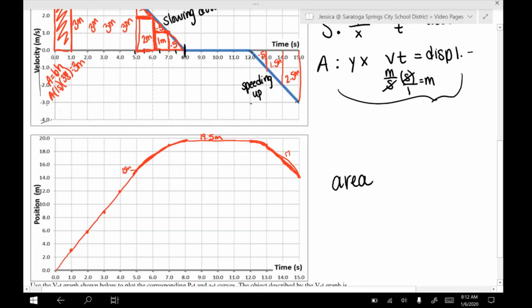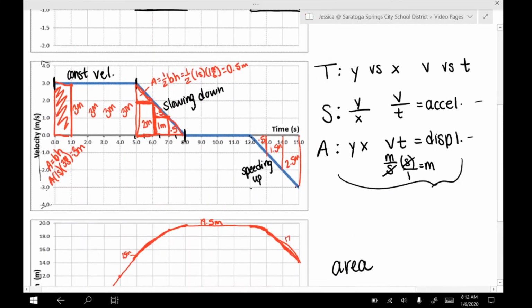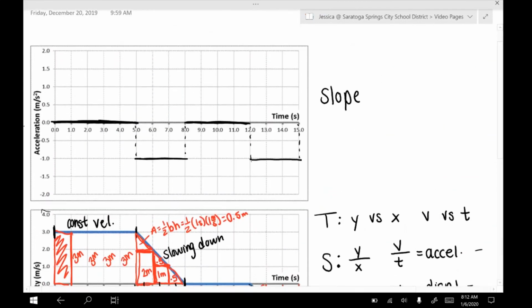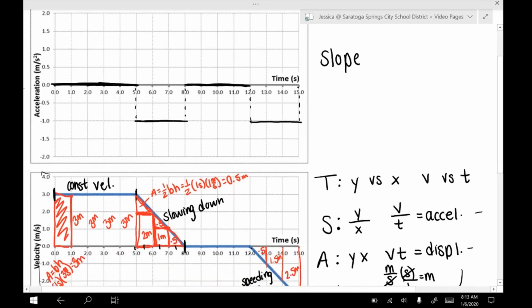Okay. So that is how we can take a velocity versus time graph and translate it into a position versus time graph and an acceleration versus time graph for a single object. We're just going to be using slopes and area calculations. The end.